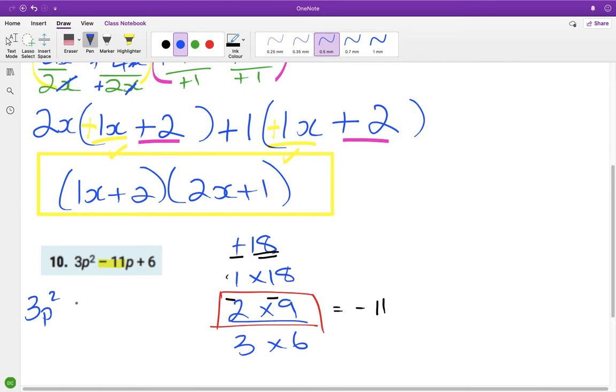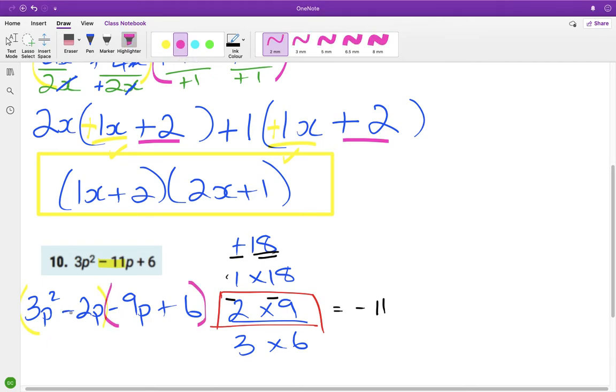So we go back, and we have 3p squared, and then instead of minus 11, I'm going to write these. So it's minus 2, don't forget to put the p's on, minus 9p, and then plus 6. Okay, our groups. Again, your groups might be different to mine if you wrote down the minus 9 first, but you should still get the same answer.